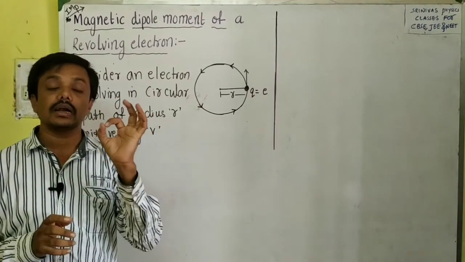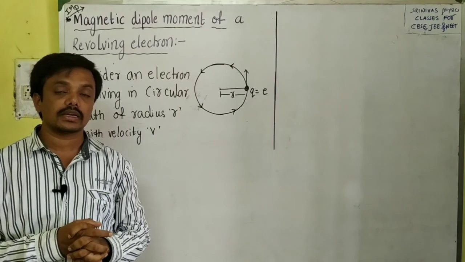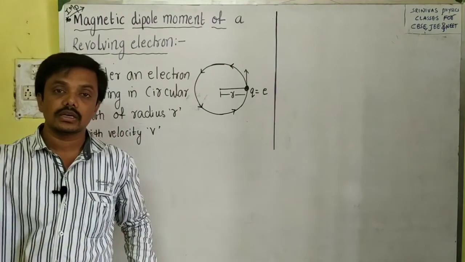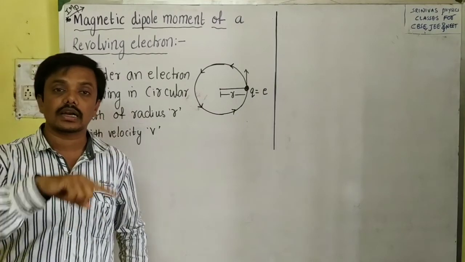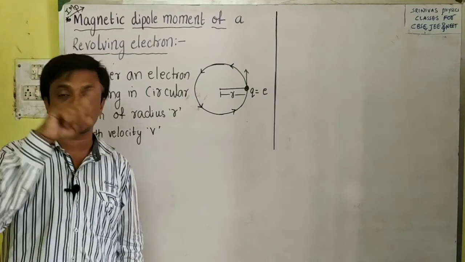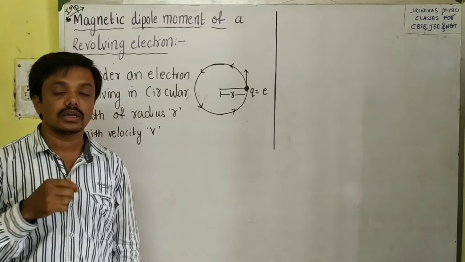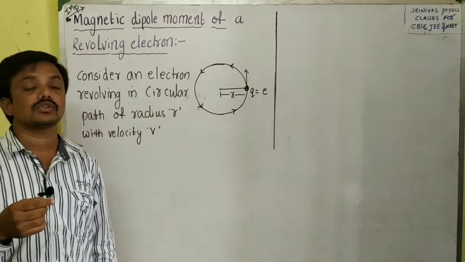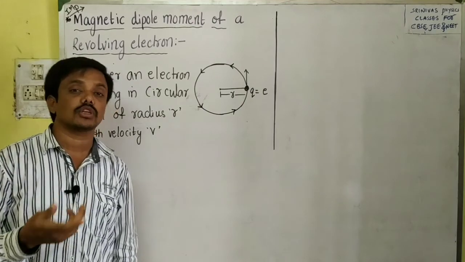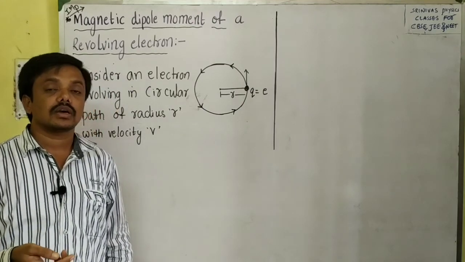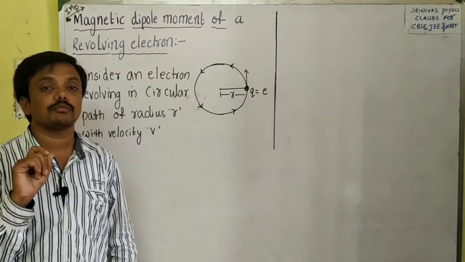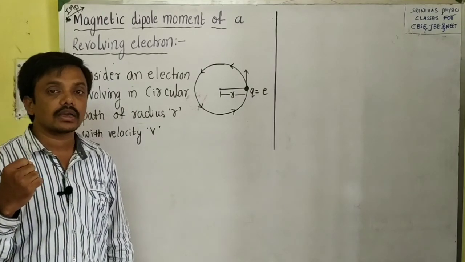We know that a current carrying coil behaves like a magnet. When the electron moves around the orbit, it also generates a current when it completes one revolution. Due to the motion of the electron, some current will be generated, and due to that current it can produce the magnetic moment.